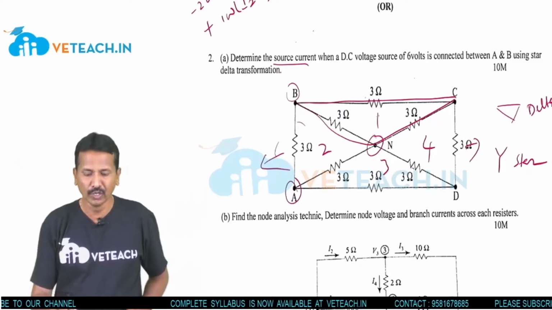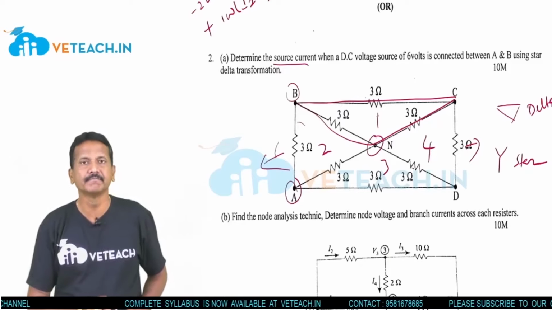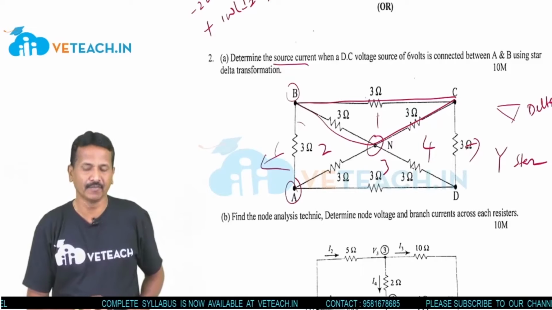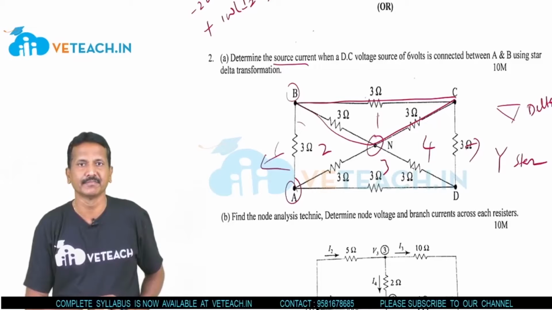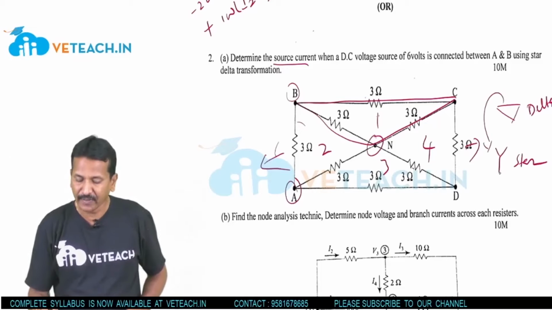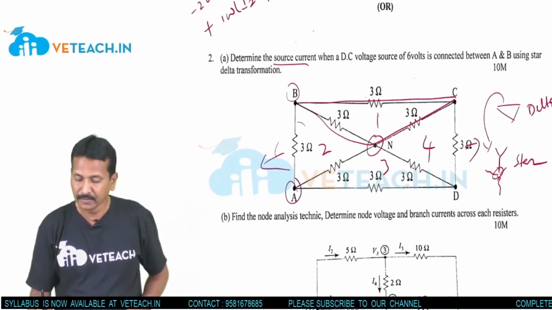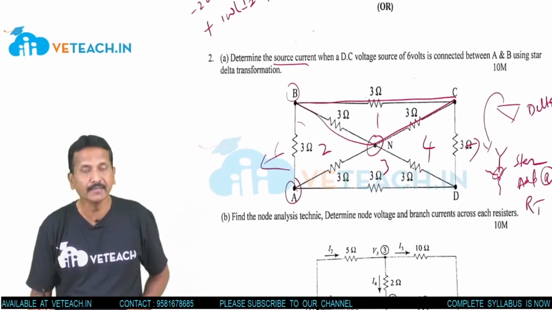You know voltage, you know resistance. Can't you find the current? Yes, we can find the current. Why? Because all the resistances are the same values here. So the delta is to be converted into a star. Again, if we add the star, right? Then you can add the resistance. Then you will get a total resistance RT.